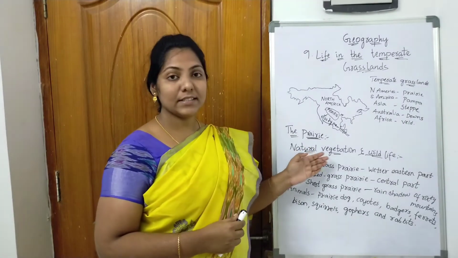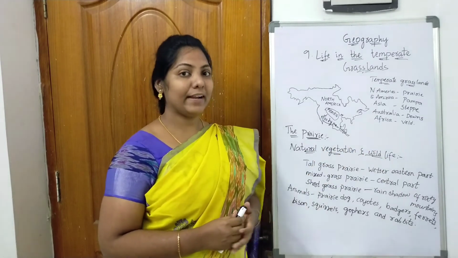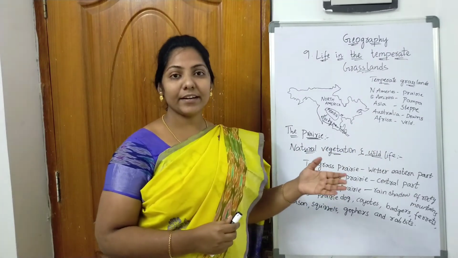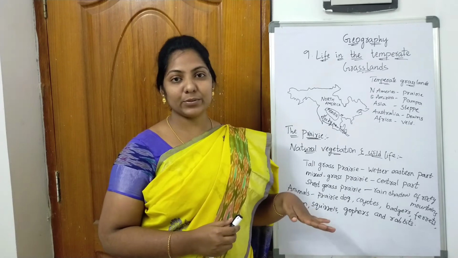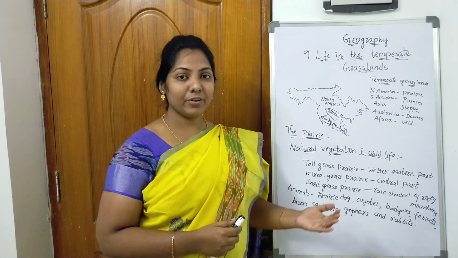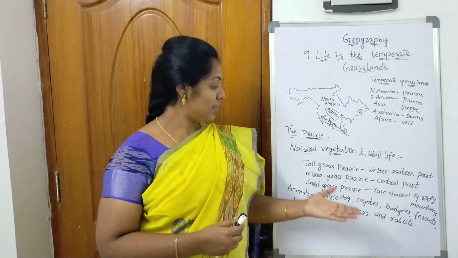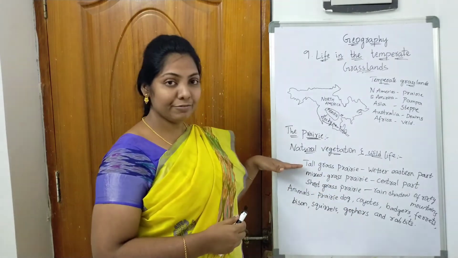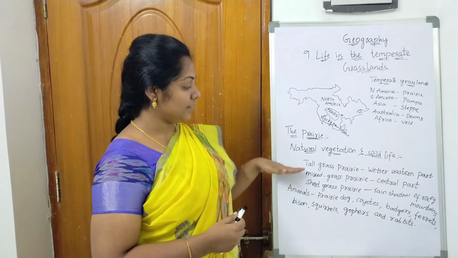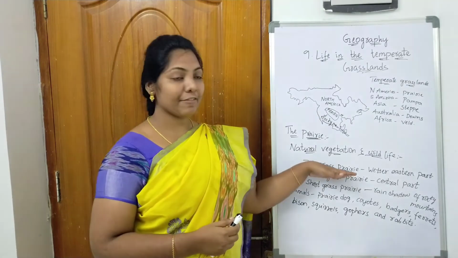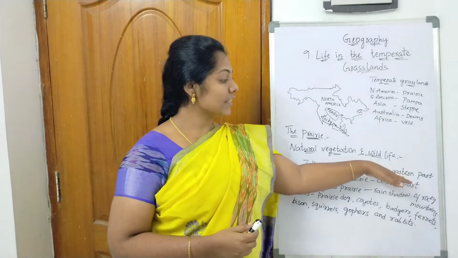Let's move on to the natural vegetation and wildlife. As we see, the rainfall is not even all through the area. So in different areas the rainfall received is different, and we can see different kinds of grasses here. Tall grass prairies are found in the wetter eastern parts.